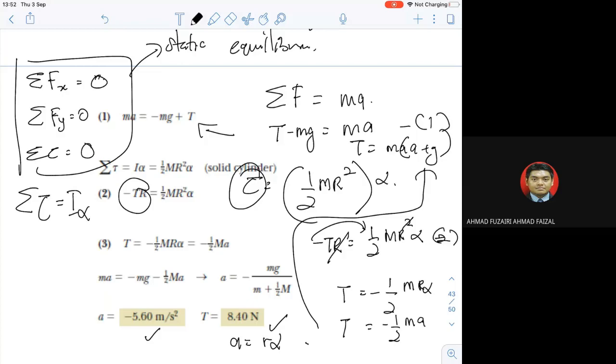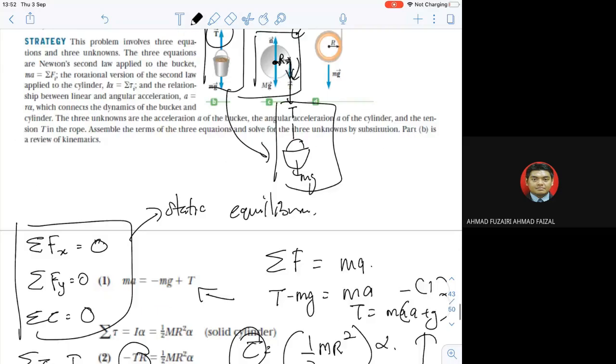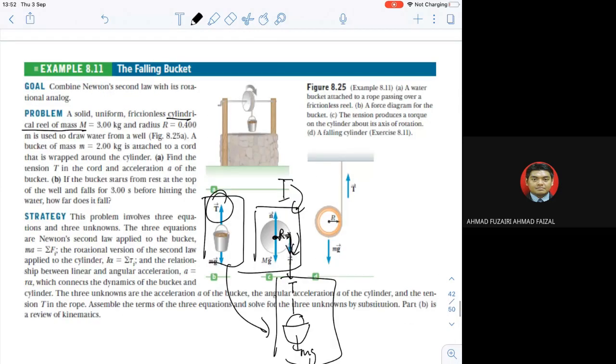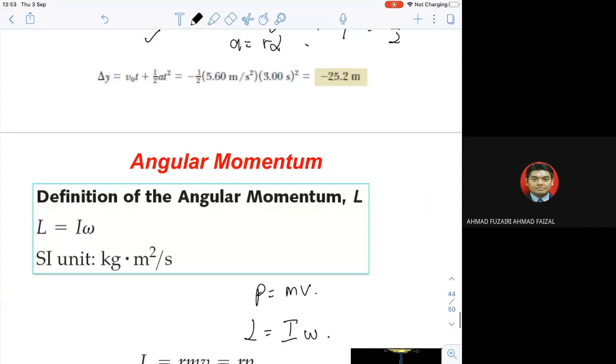Very good examples. Please look forward to this kind of questions. Very good examples, especially for those who have the textbook. Please look at these examples. Okay, very good. All right.